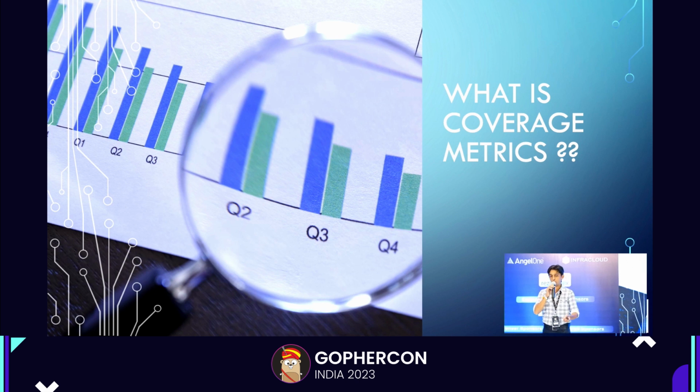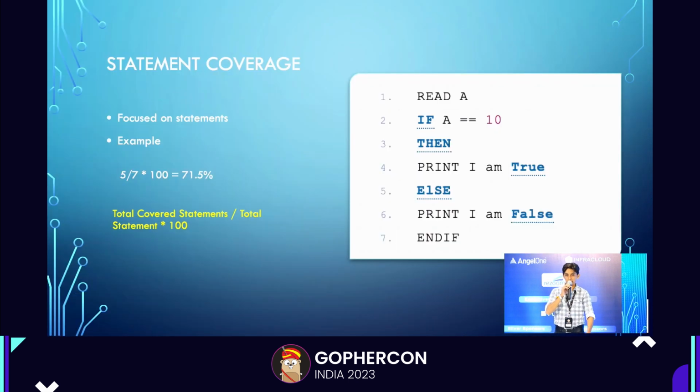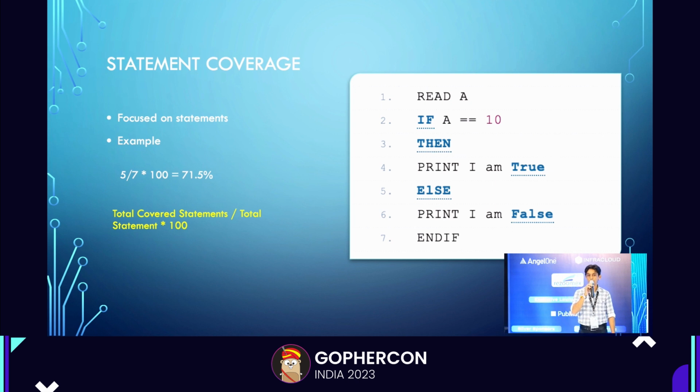As I said, they cover what kind of code you're writing, whether it's covering branch coverage, statement coverage. For statement coverage, you can see at the right side the code snippet that has 7 lines of code. Let's assume some test case is running which covers 5 lines. So it is 71% code coverage. The formula is total covered statements divided by total statements, multiplied by 100. That is the statement coverage.